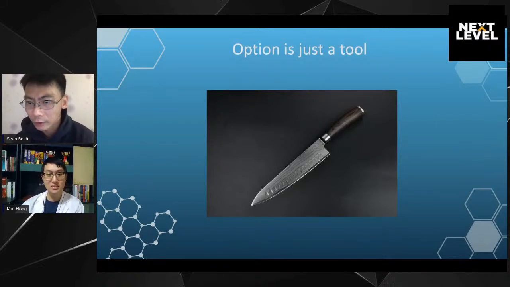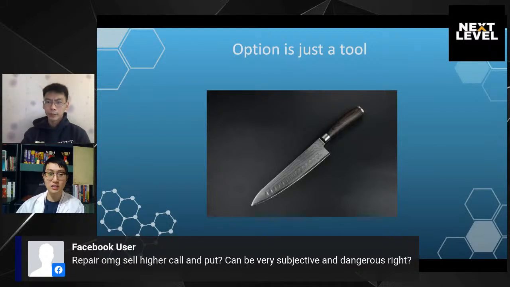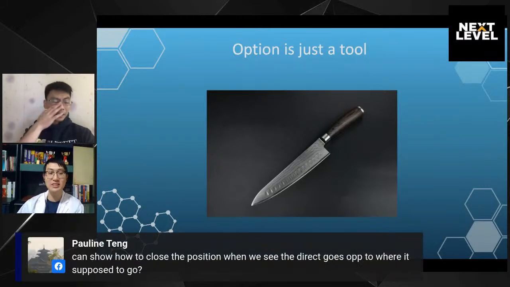How to close a position? Call can be very subjective. I'm trying to understand the question. If they haven't exercised you yet, and you still want to keep the stock, you can just right-click and close the position. Different brokerages are a bit different, but you can just close the position.